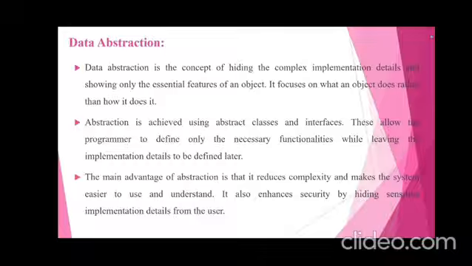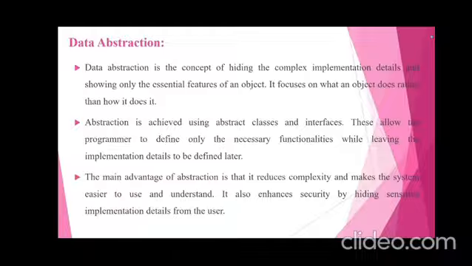So, abstraction simplifies the program by hiding complexity and showing only the necessary information to the user. And the next one is, abstraction is achieved using abstract classes and interfaces. These allow the programmer to define only the necessary functionalities while leaving the implementation details to be defined later.